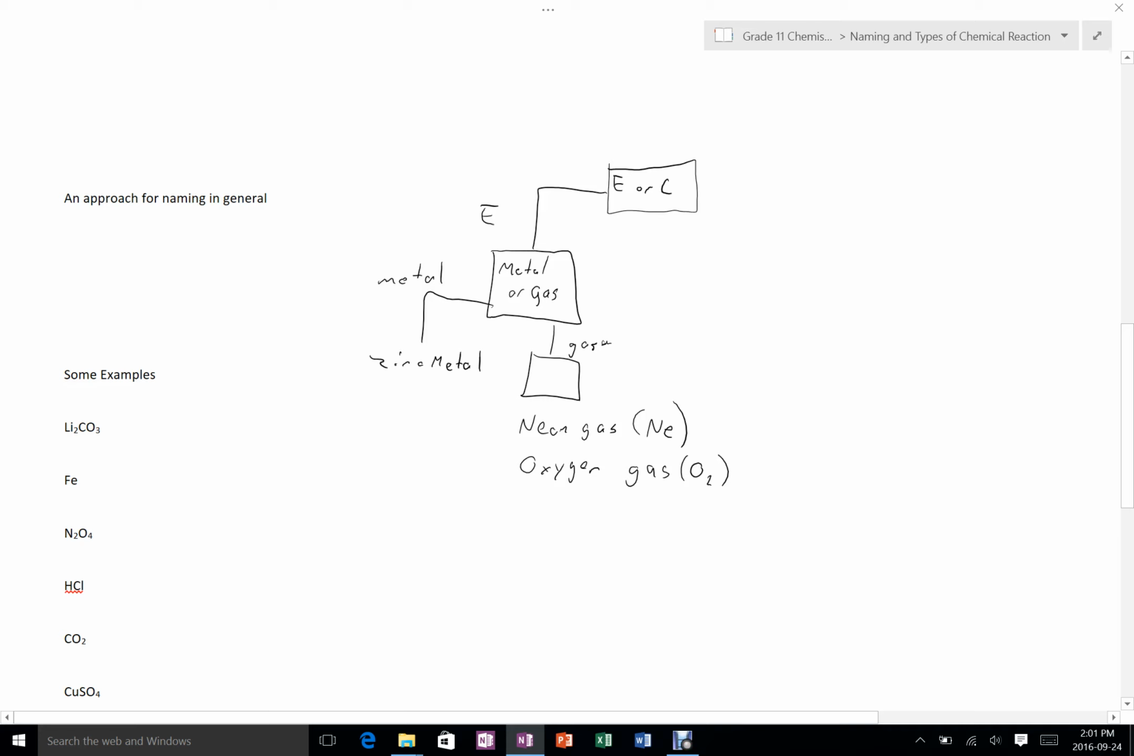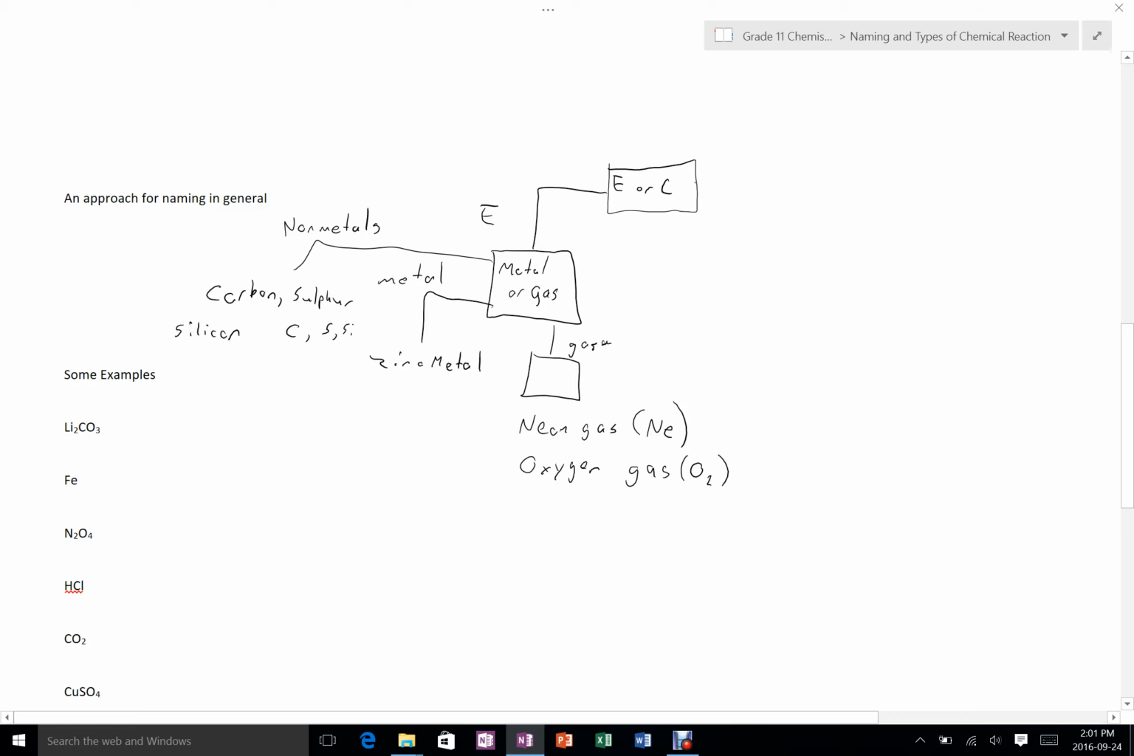You can have some other elements that just get their own name, so I guess I should include those. So just stuff like non-metals that can exist on their own, where you can have carbon or sulfur or silicon. Some of these guys will just exist on their own, C or S or Si. And we just call them what they are in that case.